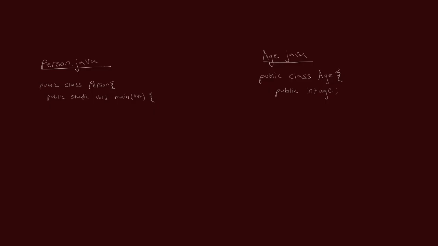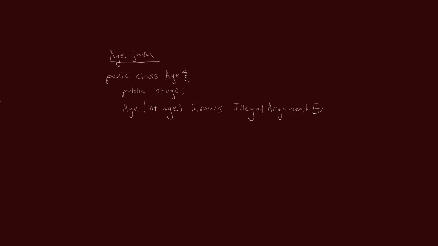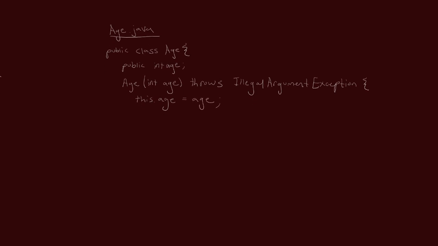and we're gonna set up a constructor. So we'll do age, and the constructor passes in an age variable, but the constructor is also going to possibly throw an illegal argument exception. So throws illegal argument exception. So what we're going to do is this dot age equals age, like that.